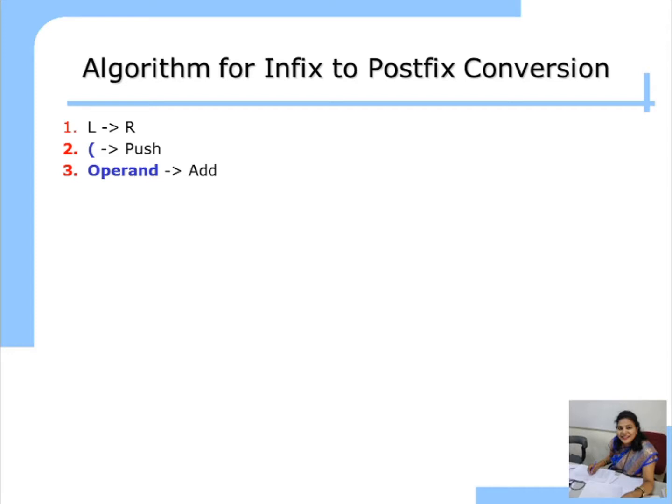The next rule is for closing parenthesis, right parenthesis. If right parenthesis is encountered, then pop and add all the elements from the stack till you get what? Matching left parenthesis. And after getting the left parenthesis, we are going to delete both parentheses, left and right, because our aim is to remove the parenthesis from the infix expression.